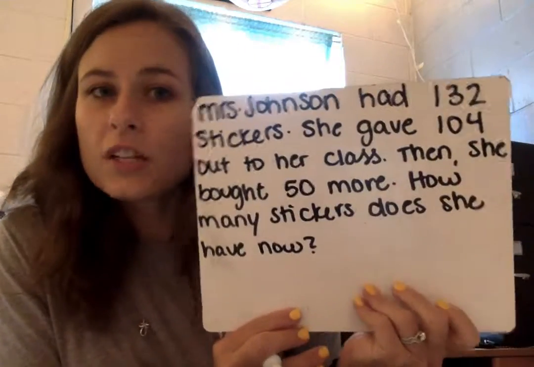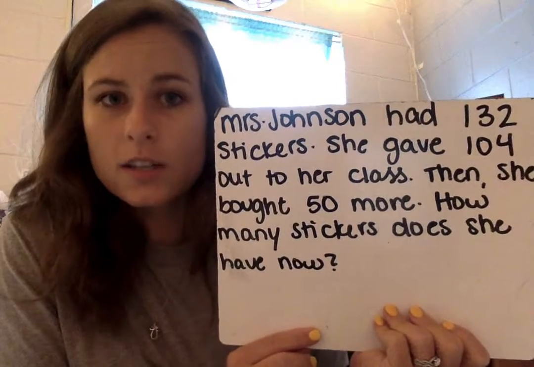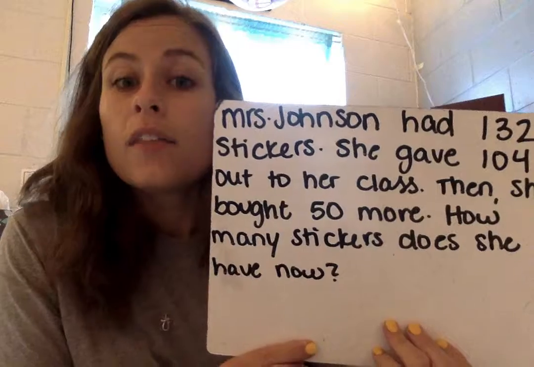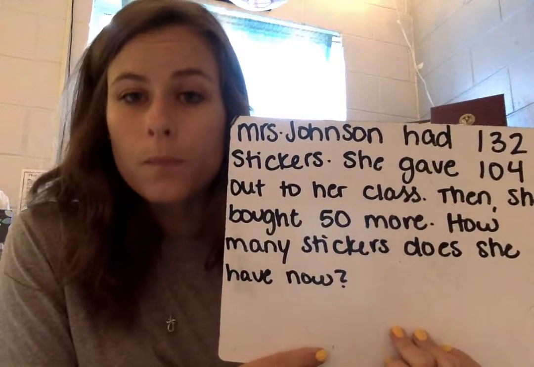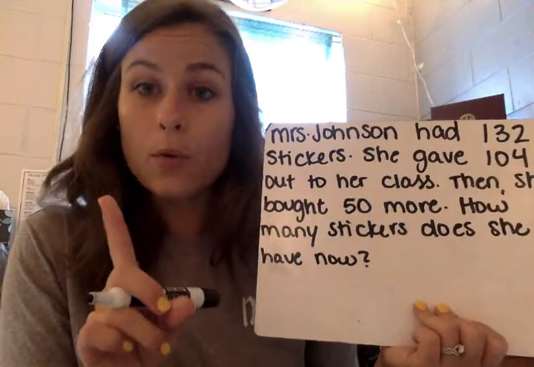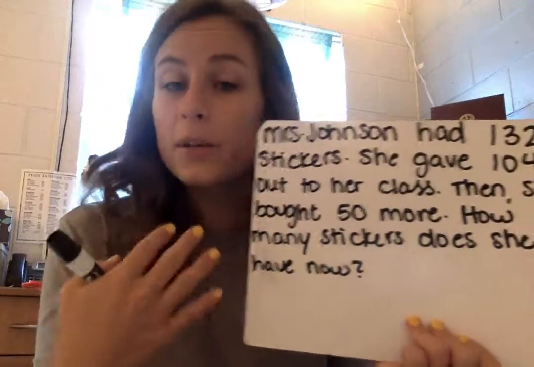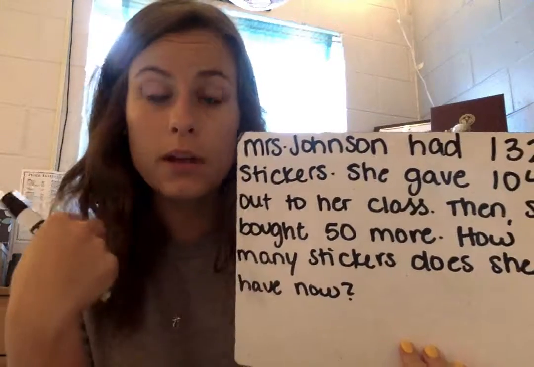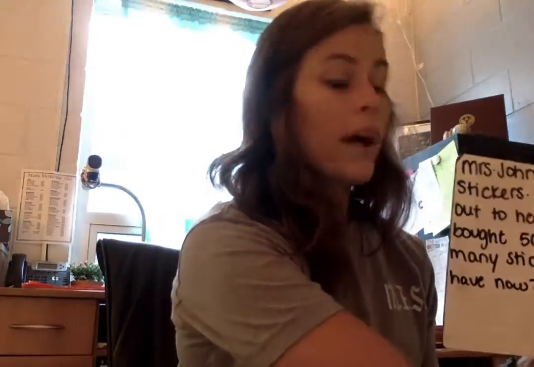All right. Ms. Johnson had 132 stickers. She gave 104 out to her class. Then she bought 50 more. How many stickers does she have now? Okay, so step one is to go ahead and read that problem. Notice how I read through it. I didn't underline, I didn't circle, I didn't eliminate anything. I read the problem, okay? All right, so now I can start working through this problem.